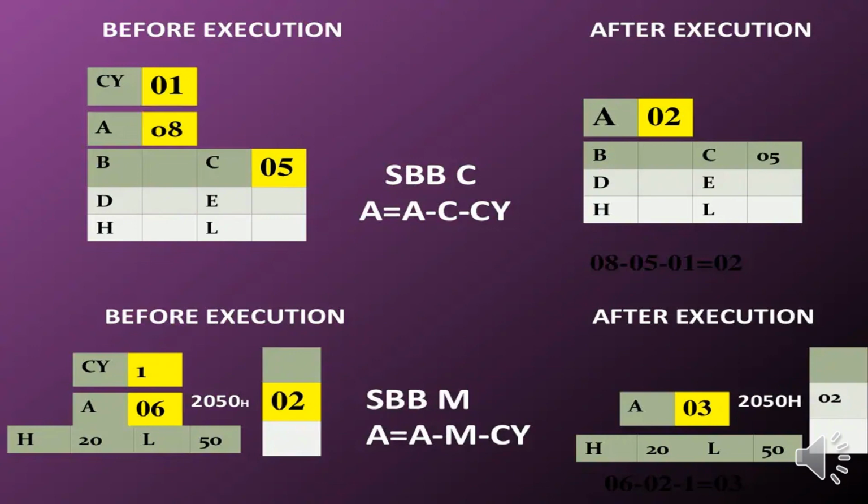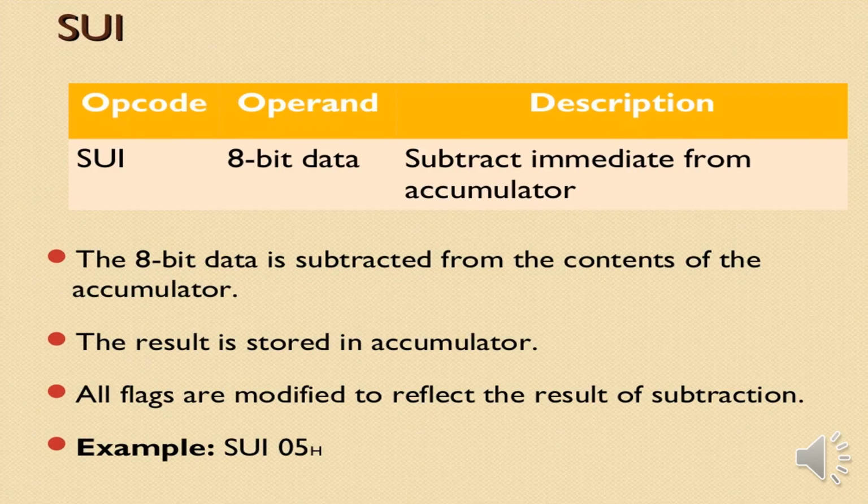So the content of the accumulator is modified with the sum value, and the result is stored in the accumulator. Next one, subtraction with immediate from the accumulator, SUI. Subtract immediate from the accumulator. SUI, operand is 8-bit data.